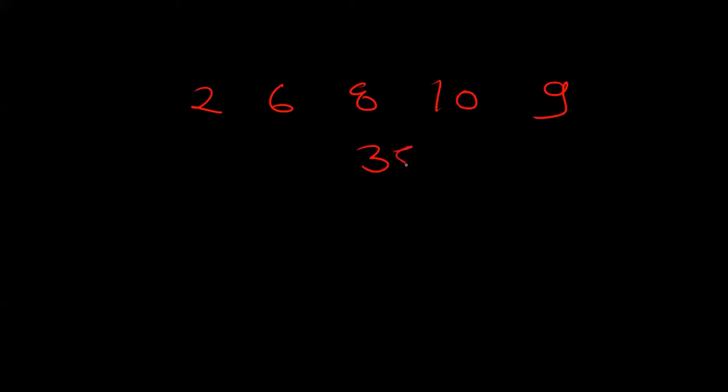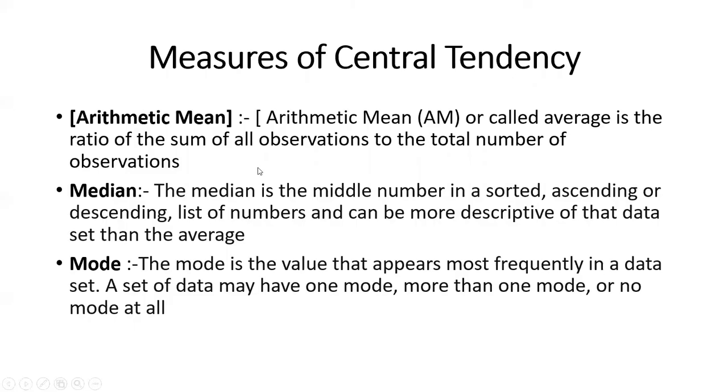Suppose four numbers are given: 2, 6, 8, 10, 9. Here you just add them: 16, 26, and 9 makes 35, and 35 divided by 5 is 7. That will be the center, the mean. This is the sum of all the numbers divided by the number of observations, just like when we normally calculate the average.